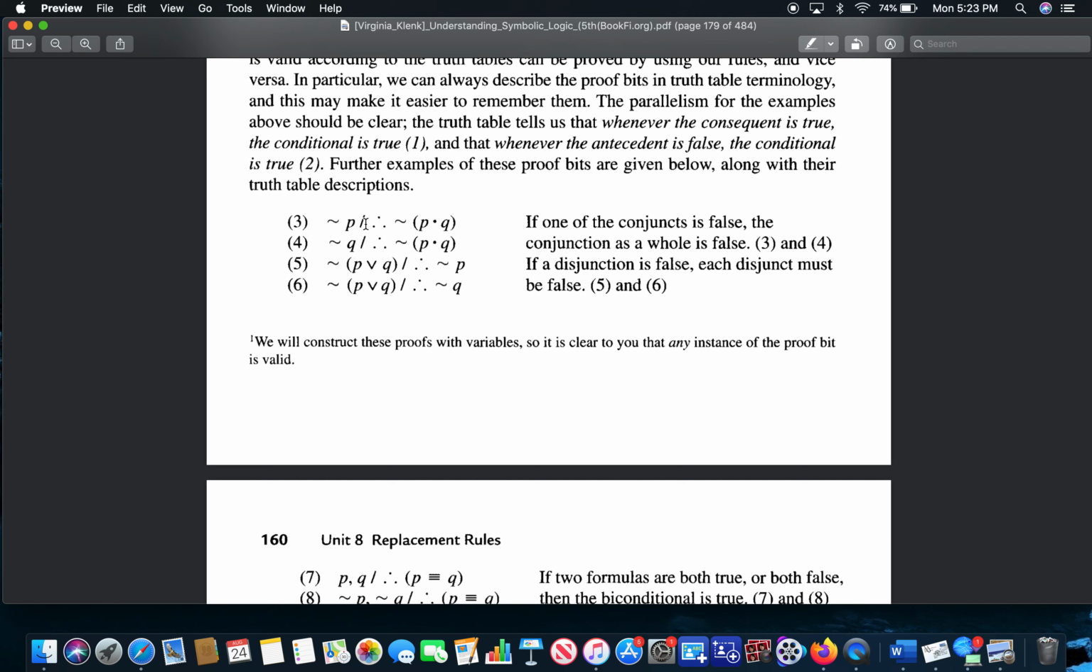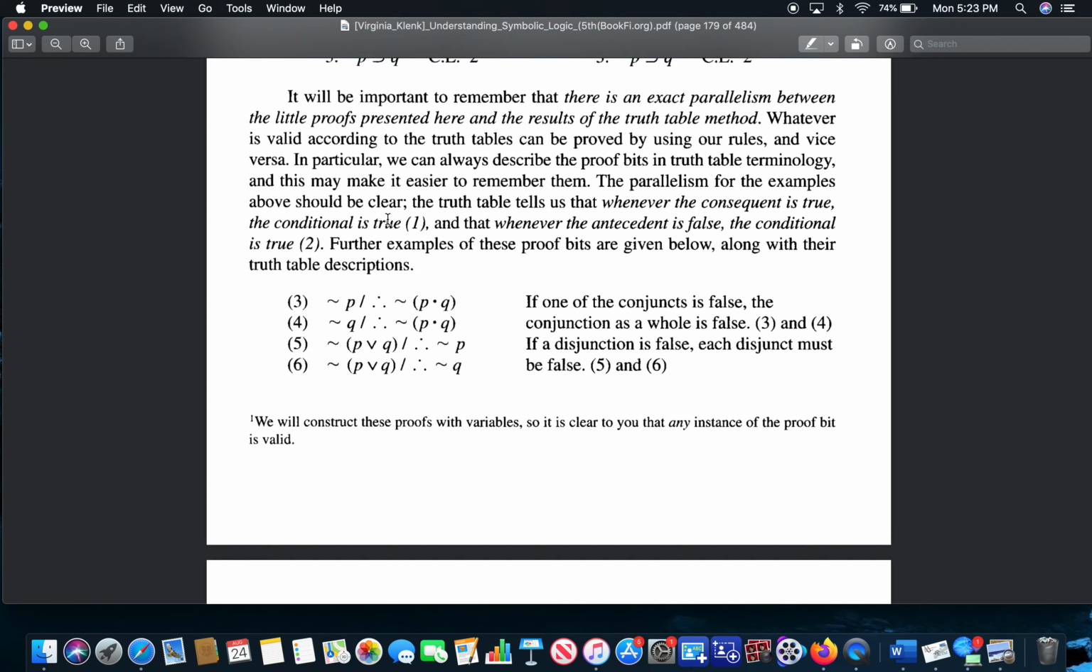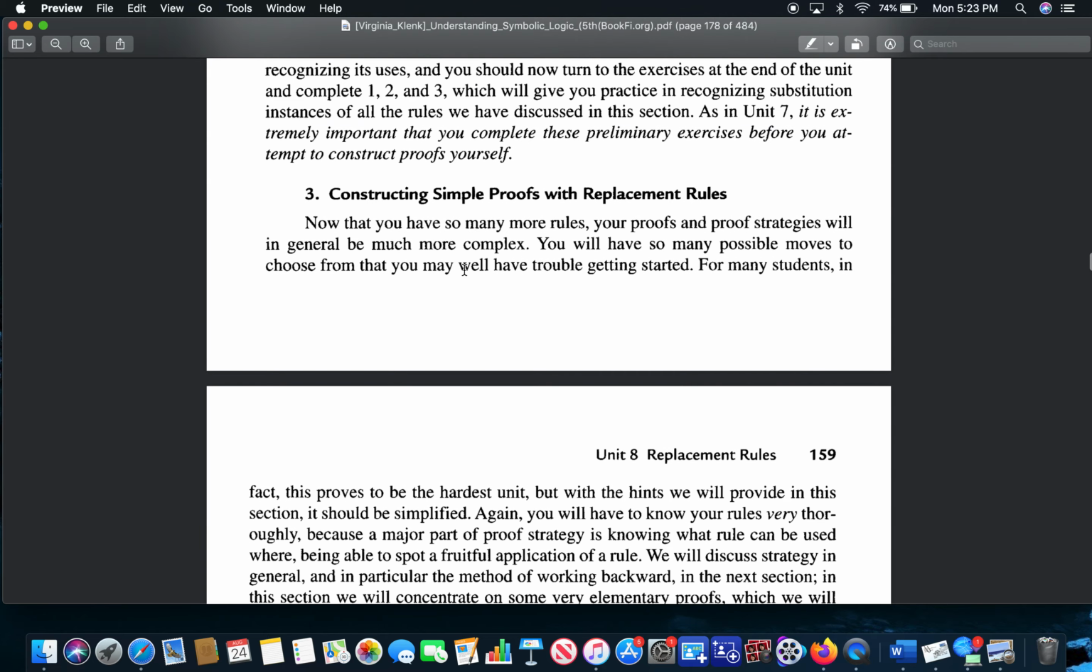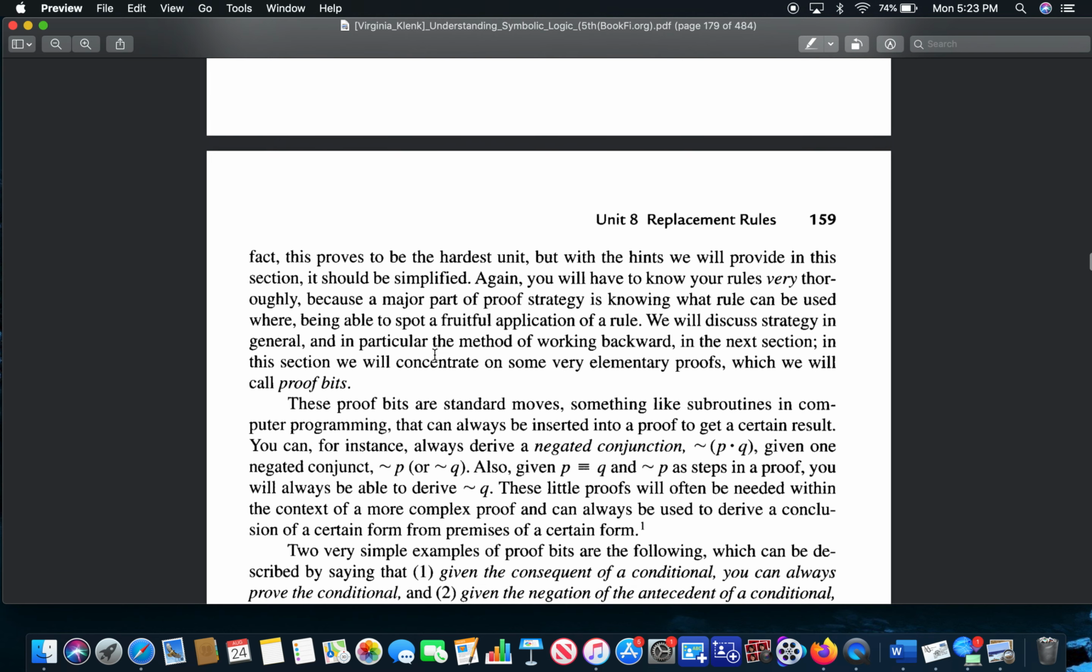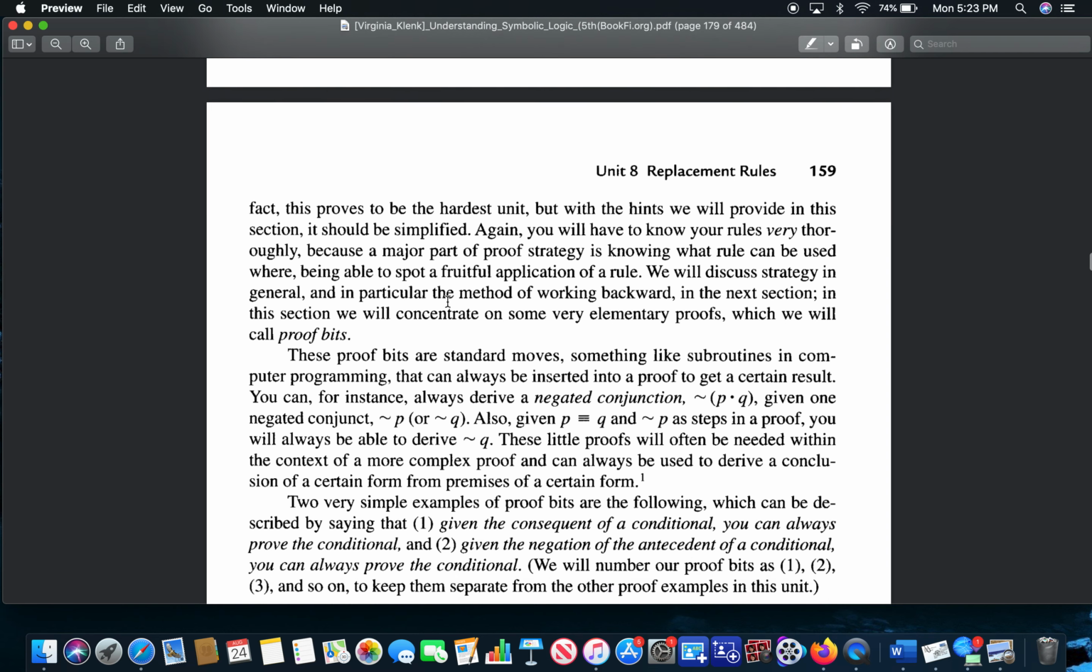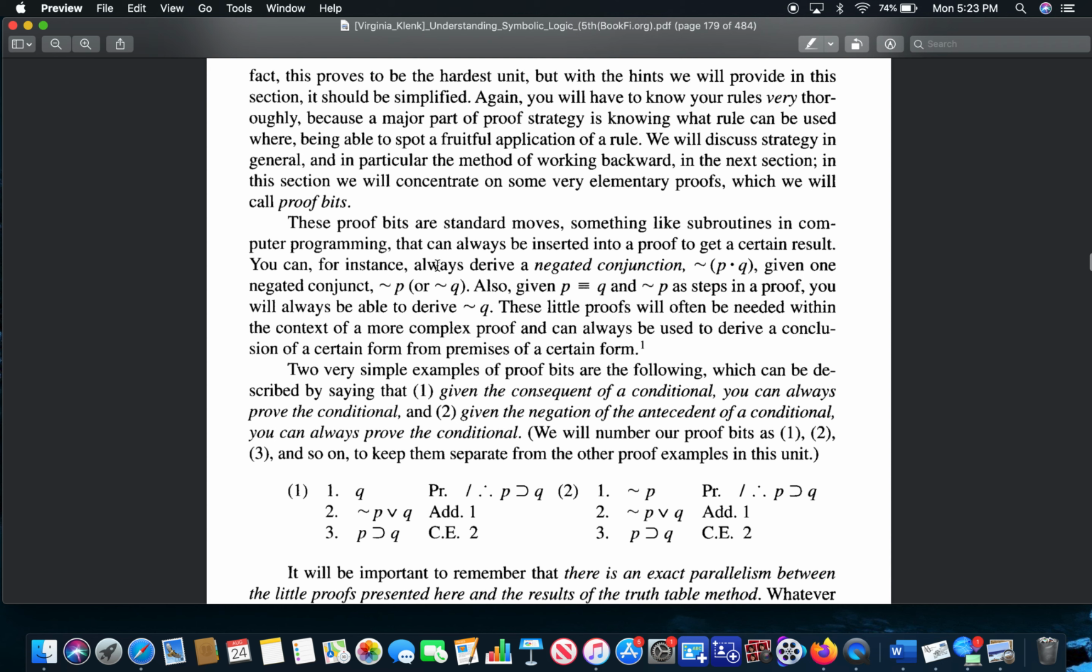And you need to be aware in that situation that there is a subroutine or proof bit, right? A proof route that can take you from statements of this form to statements of this form. That is, if you have the negation of one of the conjuncts, you can derive, by a little addition trick, the negation of the conjunction. So for all these proof bits, as she introduces them, she says they're like little subroutines you can use, something like subroutines in computer programming. They can always be inserted into a proof to get a certain result.